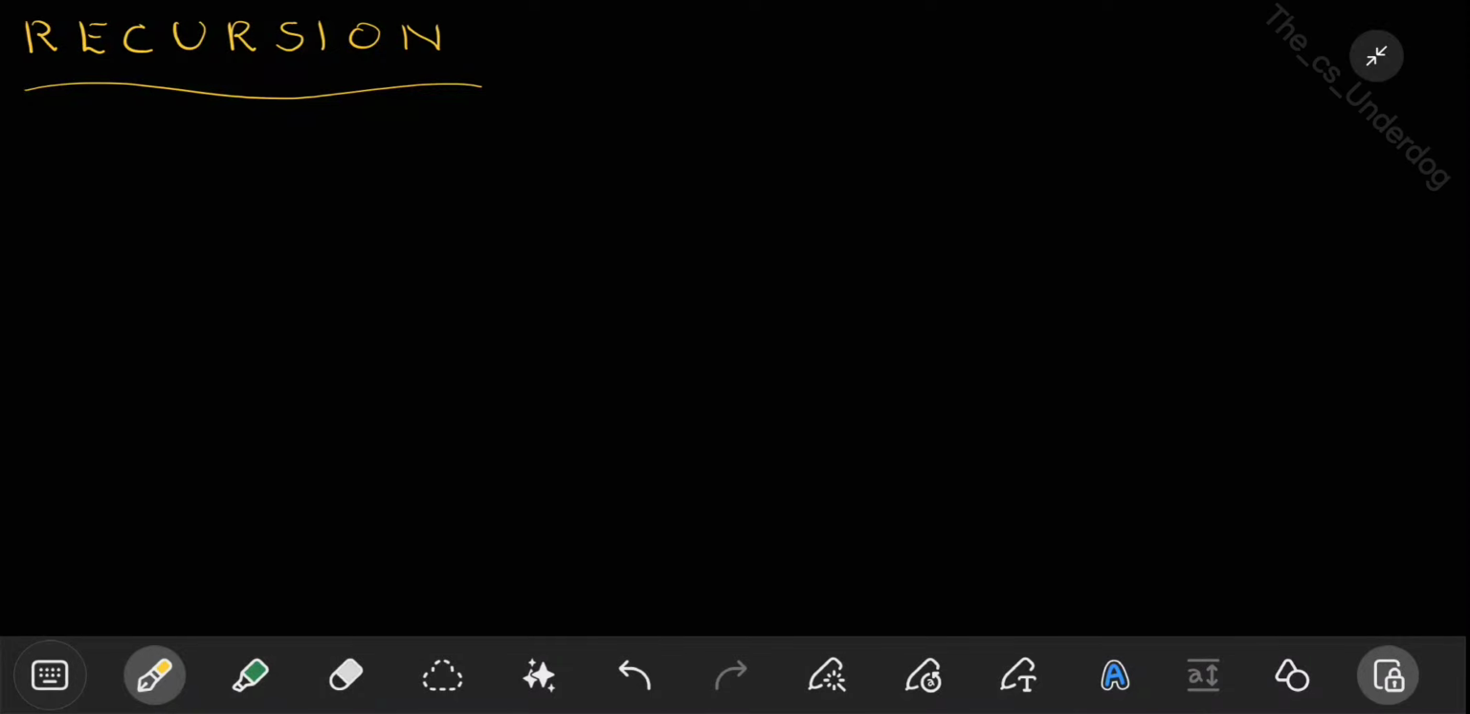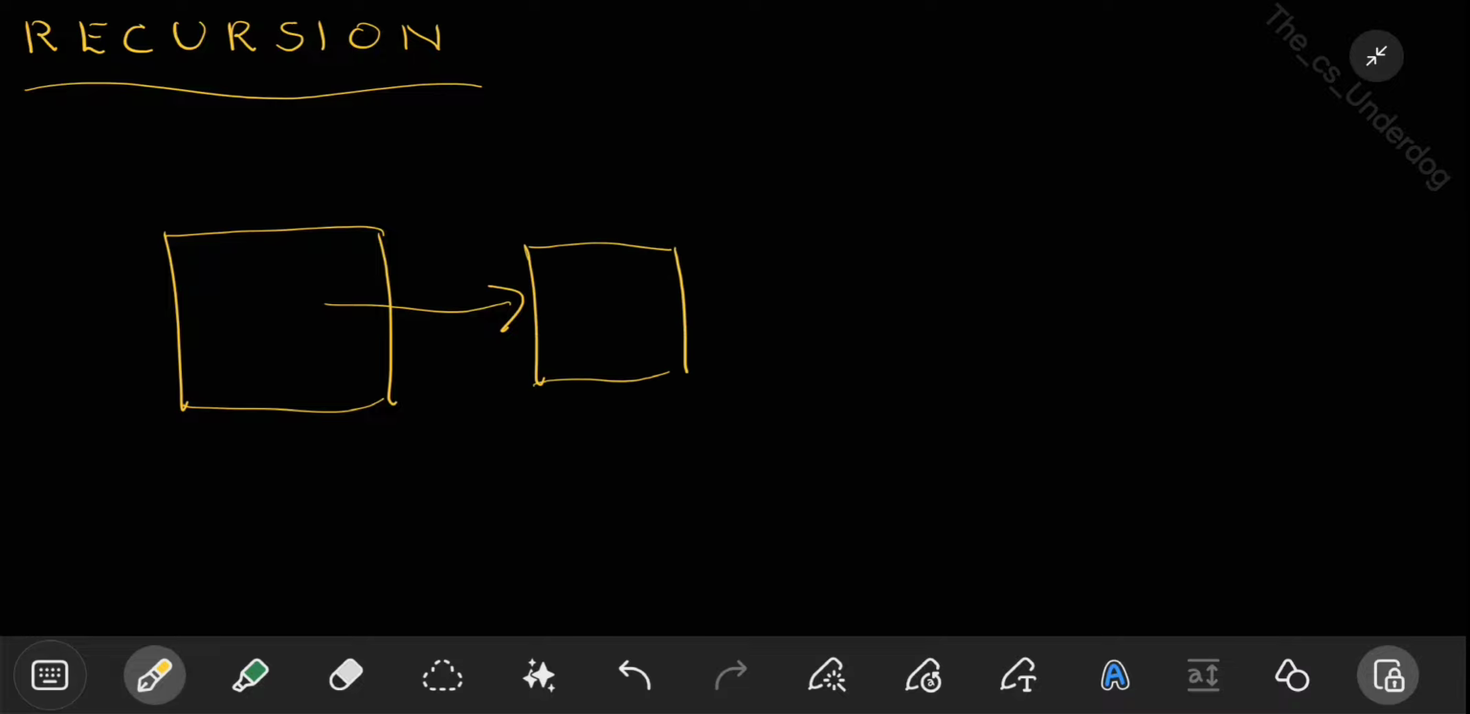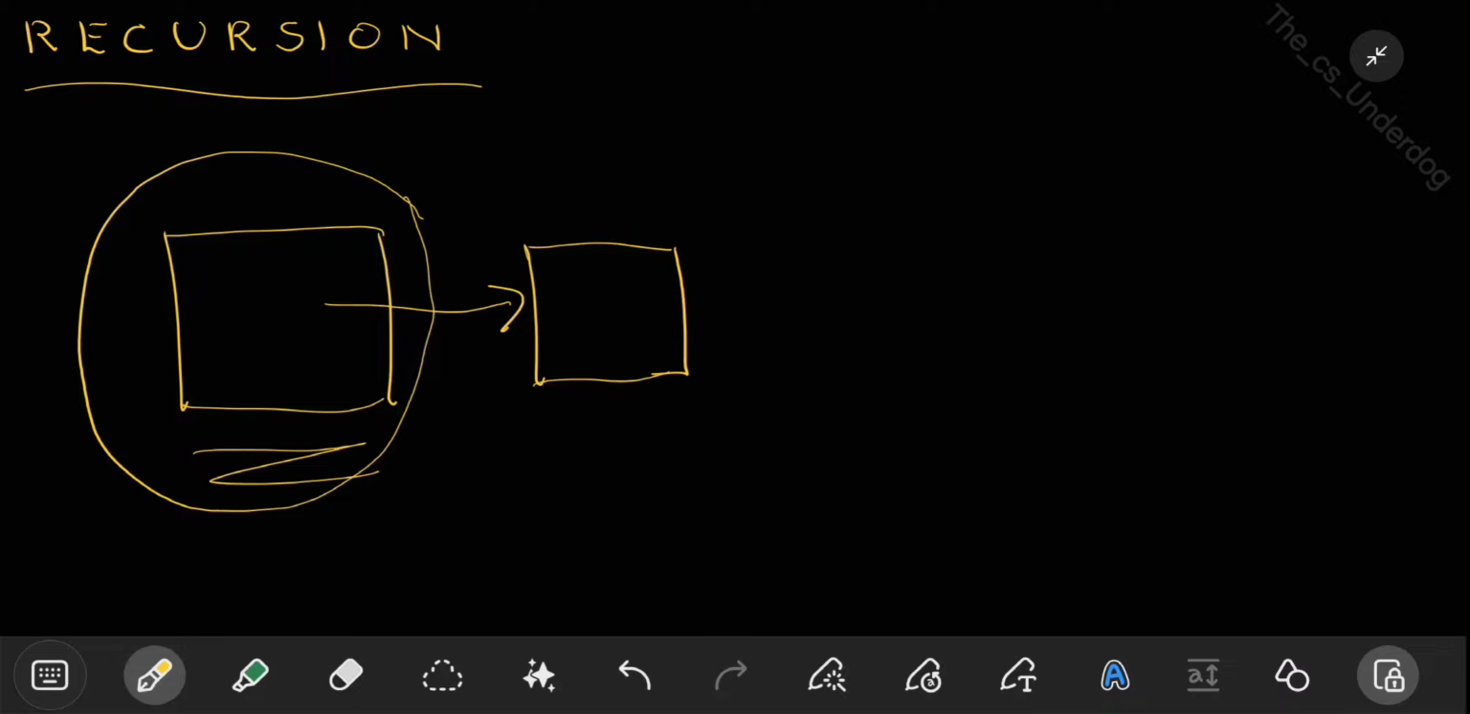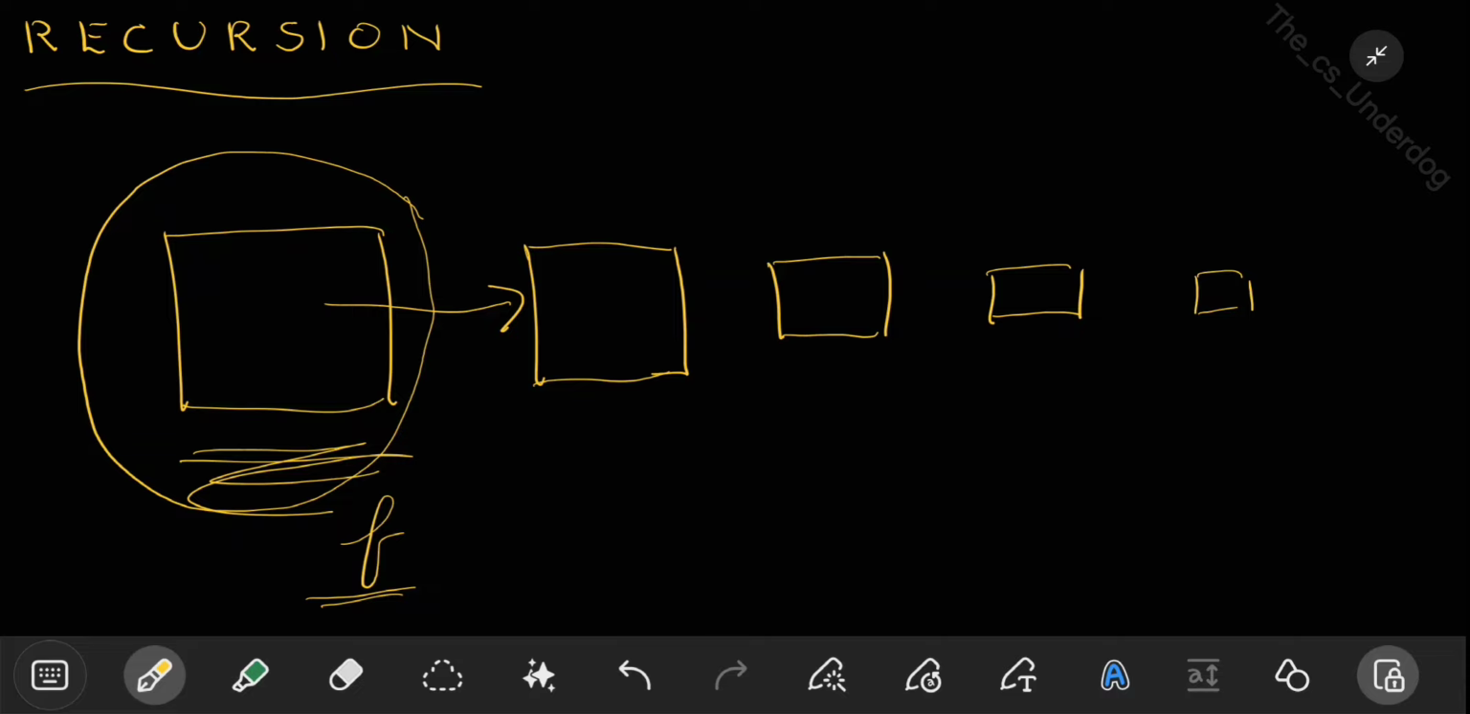Recursion. Recursion is a concept in algorithms where a function calls itself directly or indirectly to solve smaller instances of the same problem. So, what happens here is you have a larger, complex problem, and in order to solve this, you'll break this complex problem into smaller subproblems. And how do you solve these smaller subproblems? You'll use the same function which is supposed to solve the larger problem. So you'll keep calling the same function in order to solve all the smaller problems.